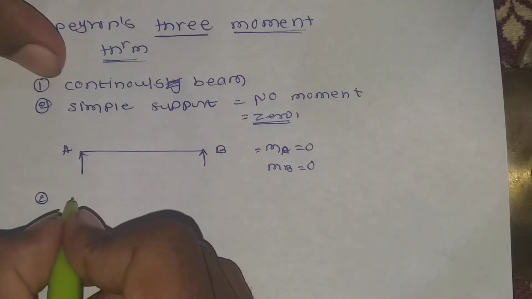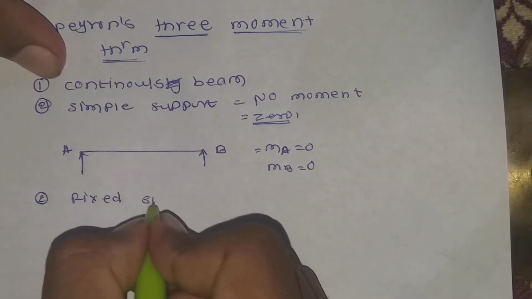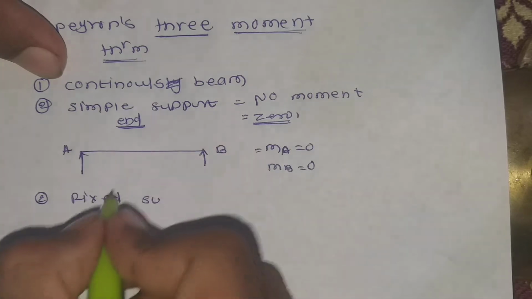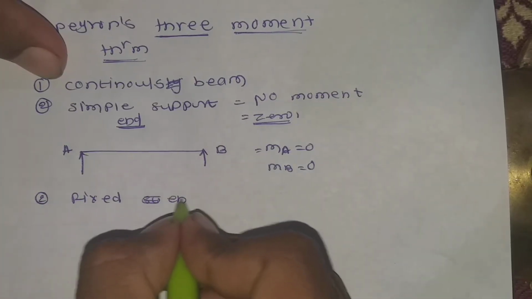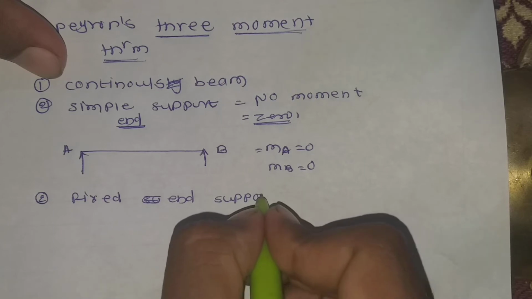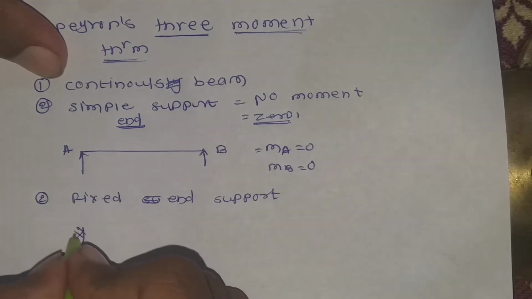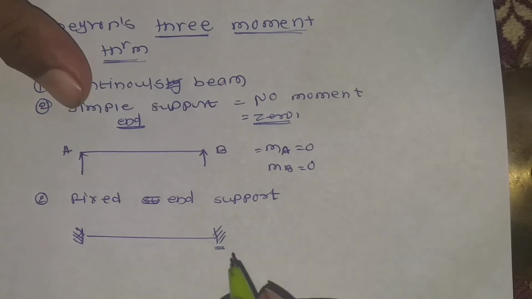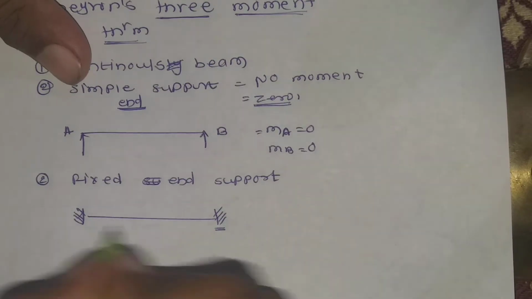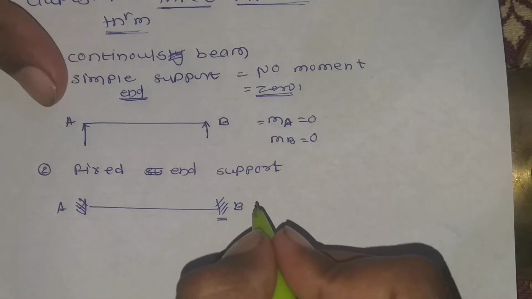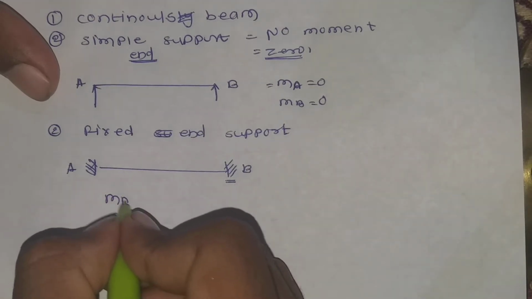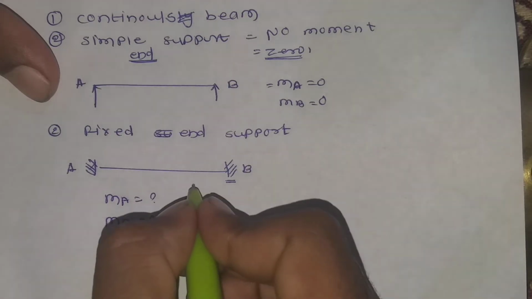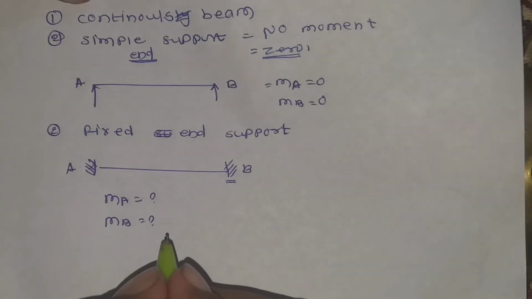Second, fixed end supports. We denote the fixed end like this. So there is A, B, then there is a moment at A and a moment at B. We have to find the moment of A and the moment of B.